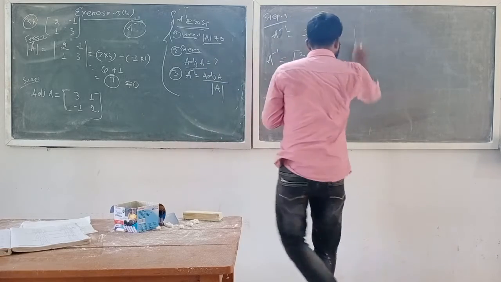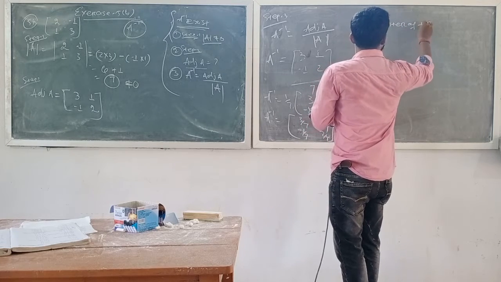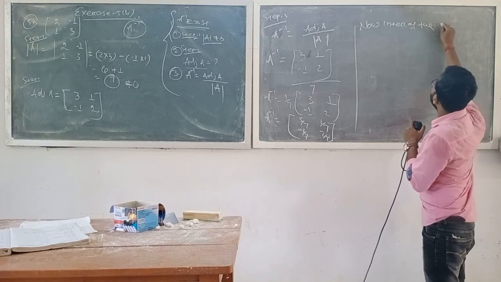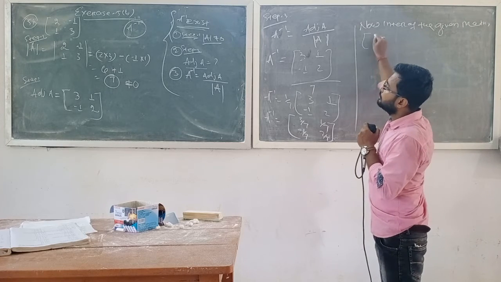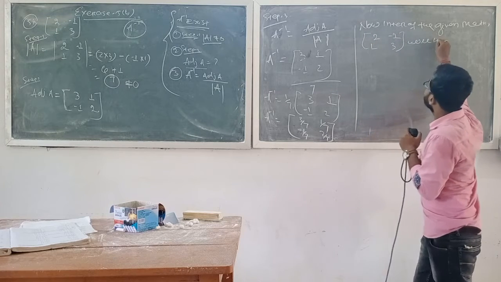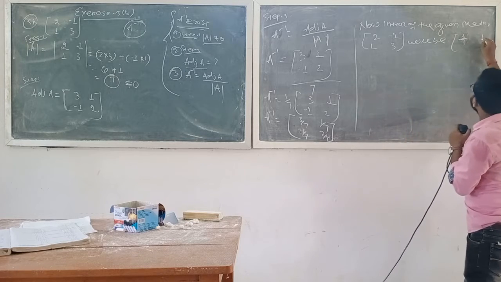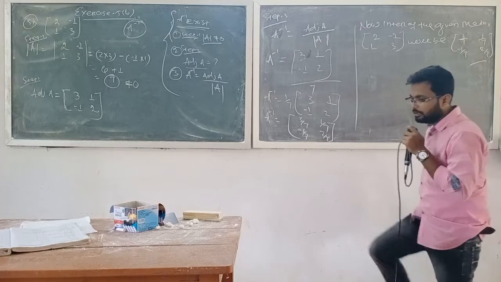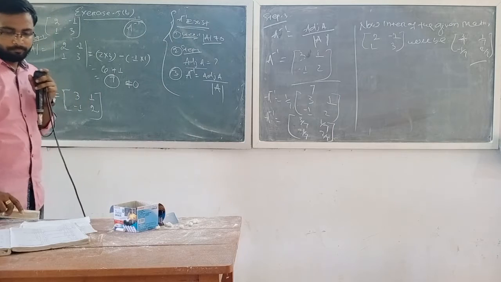The inverse of the given matrix 2, minus 1, 1, 3 will be 3 by 7, 1 by 7, minus 1 by 7, 2 by 7. This is the inverse of a matrix. Similarly, you can solve the question number 5.